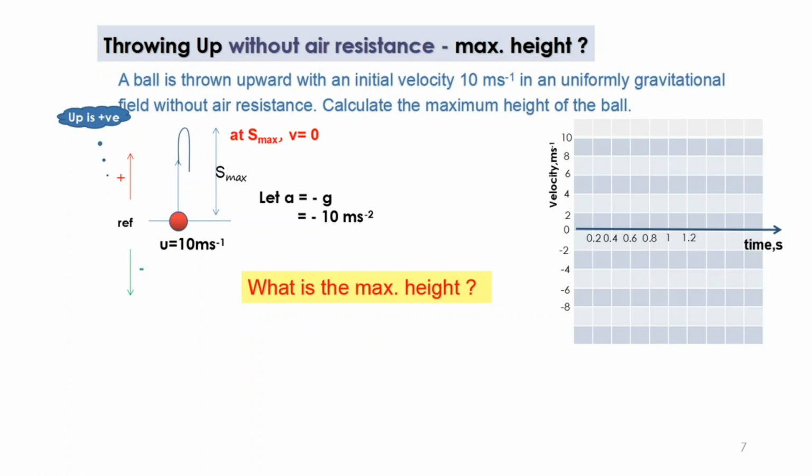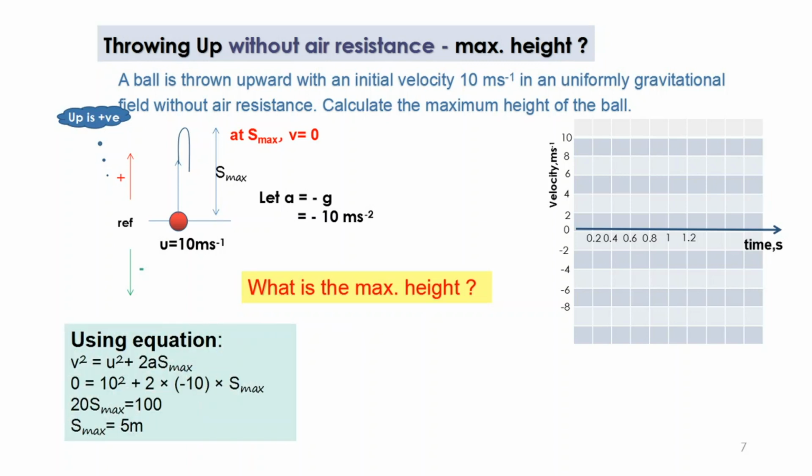Therefore, using the equation v squared equal to u squared plus 2as, substituting the parameters, we get the maximum displacement equal to 5 meters. To use a graph to determine the maximum height, we have to use the equation v equal to u plus at. Hence, we plot the negative gradient straight line.